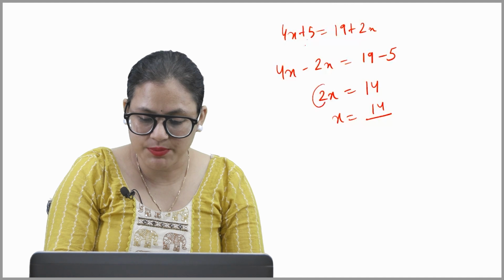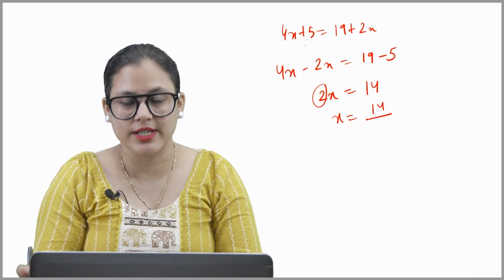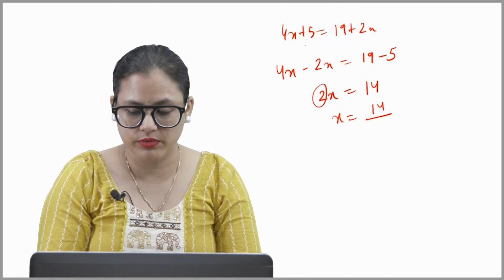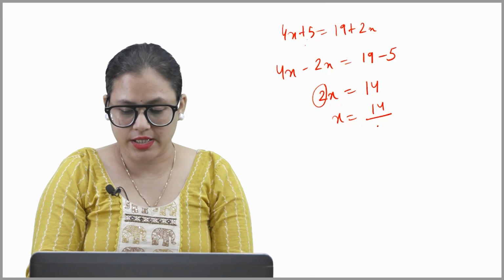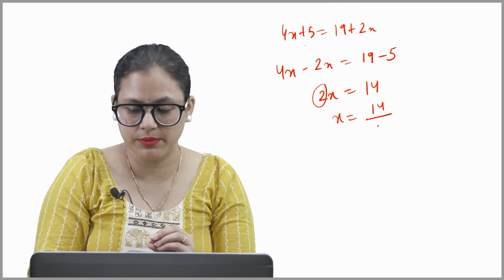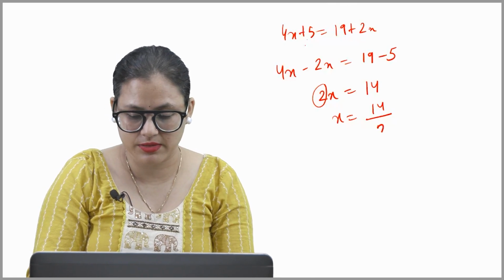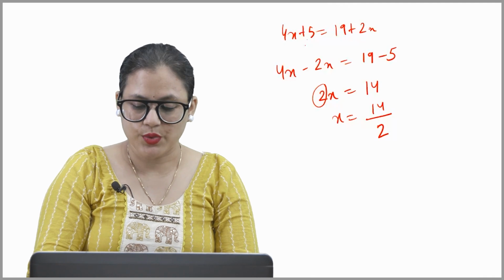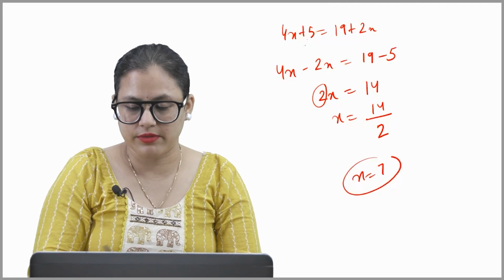Now we will transpose this 2 to the right hand side, and here it is multiplied, so on the right side we will change its sign, that means divide. So x is equal to 7, right?